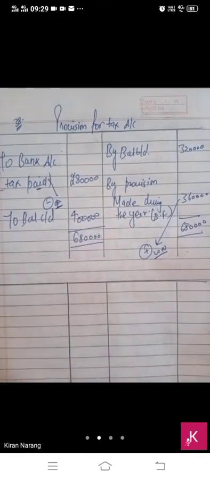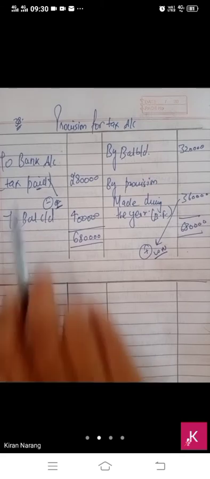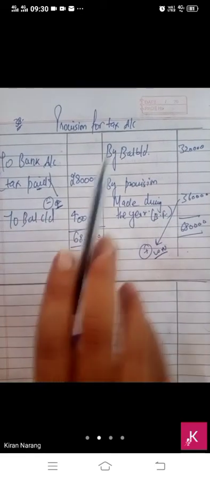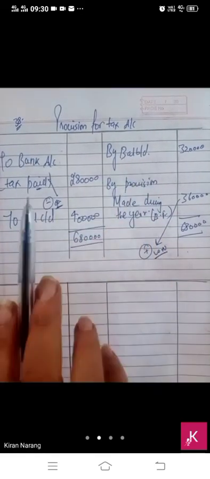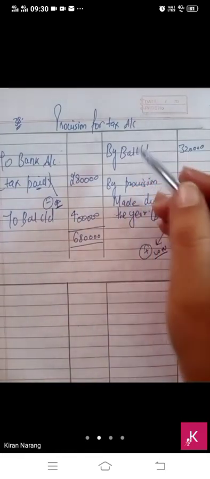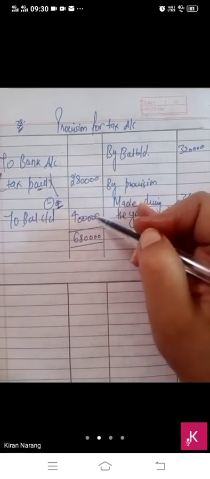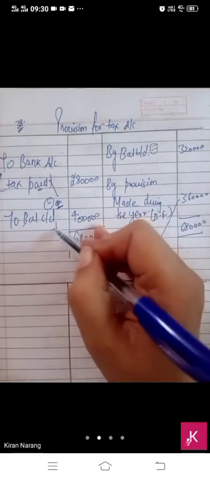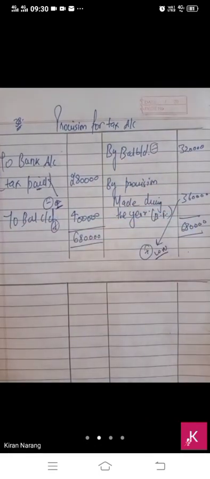Why have we made the account in this question, bache? Because there was additional information. If tax paid or provision made is given, either of these, then you have to make the account. Otherwise no need to make the account. Otherwise you have to use these two values. This will be tax paid and this will be provision made during the year.